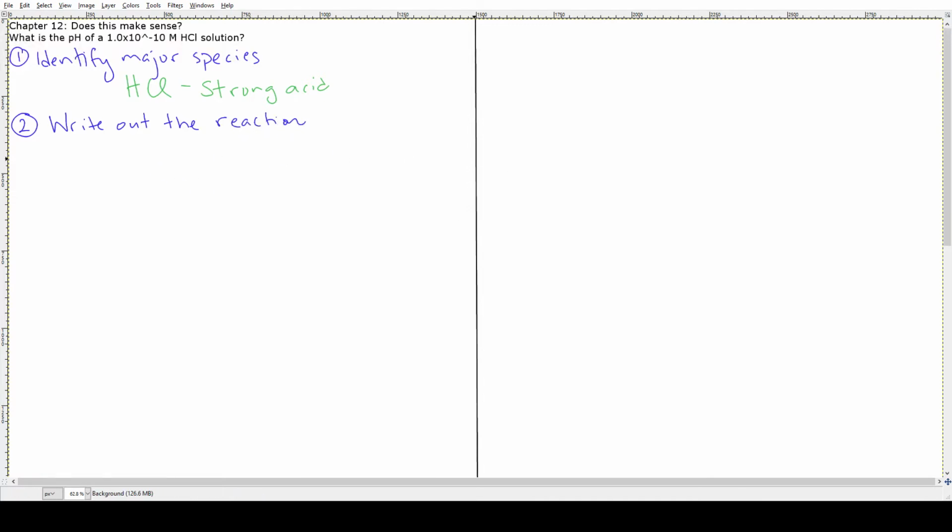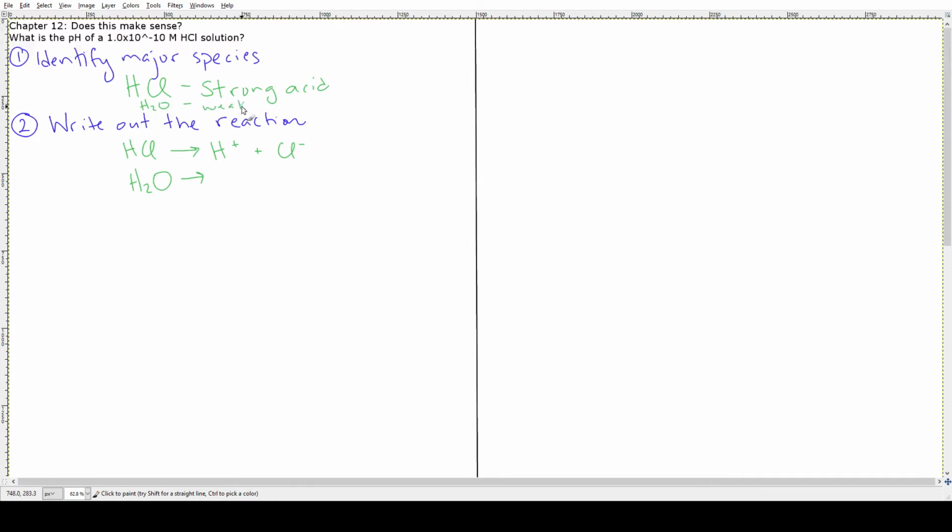So we have hydrochloric acid forming hydrogen and chloride. Now here's the thing. Because that concentration is so incredibly low, I'm actually going to include water as one of my major species. So I'm going to write it up here, H2O.